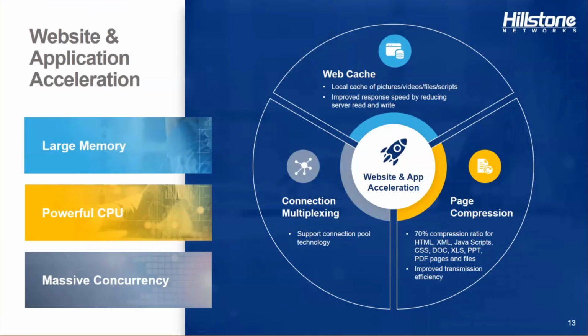Page compression. As we know, web content can be compressed and can be served compressed and handled by the client browser. So in this case, we can take uncompressed content from the server, compress it, and pass it down to the user in a compressed fashion to save internet bandwidth.